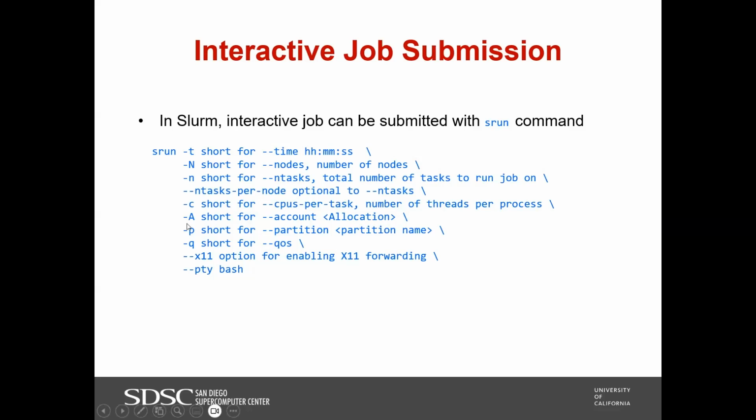The next -A is short for the account. Account is actually your allocation. So remember, you need to find out your allocation name first. And the -p is short for the partition. You will give the partition name in your SLURM command, and then the -q is short for the QoS. So if you submit a job to the hotel partition, you also give the QoS hotel in your SLURM command. And if you want to enable HC11, add the HC11. And the SLURM command ends with the PTY, which tells SLURM which command to run when the job starts. So if we end with bash, SLURM will start a bash session when the job starts.